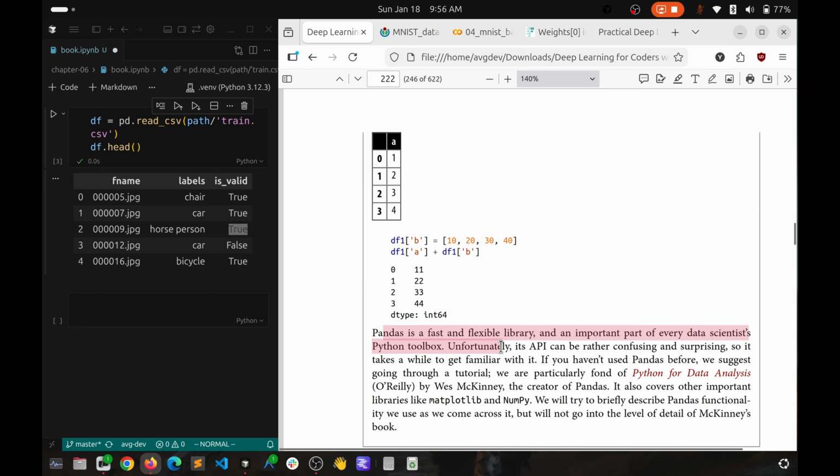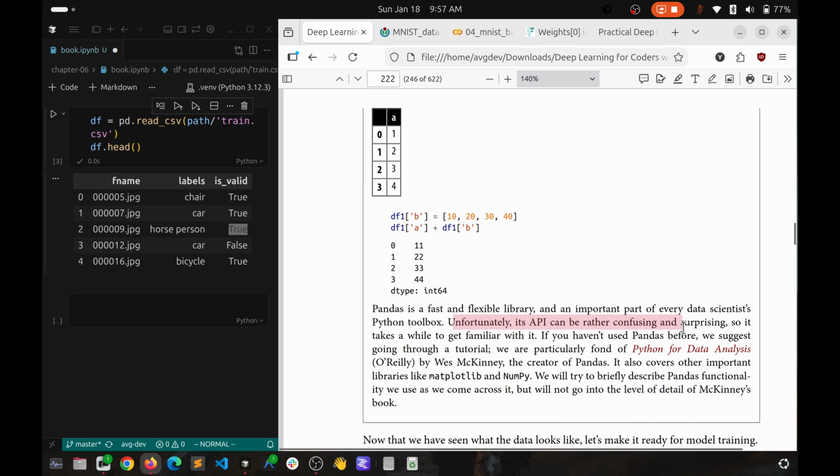Pandas is a fast and flexible library and an important part of every data scientist's Python toolbox. Unfortunately, its API can be rather confusing and surprising, so it takes a while to get familiar with. If you haven't used pandas before, we suggest going through the tutorial. We are particularly fond of Python for Data Analysis by O'Reilly, by Wes McKinney, the creator of pandas. It also covers other important libraries like matplotlib and numpy. We will briefly describe the pandas functionality we use as we come across it, but will not go into the level of detail of McKinney's book.